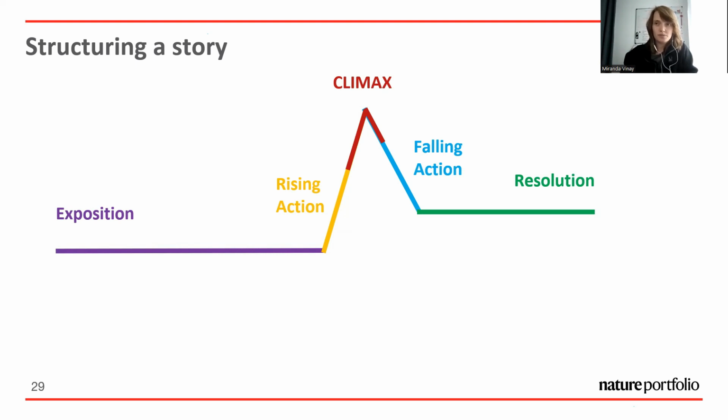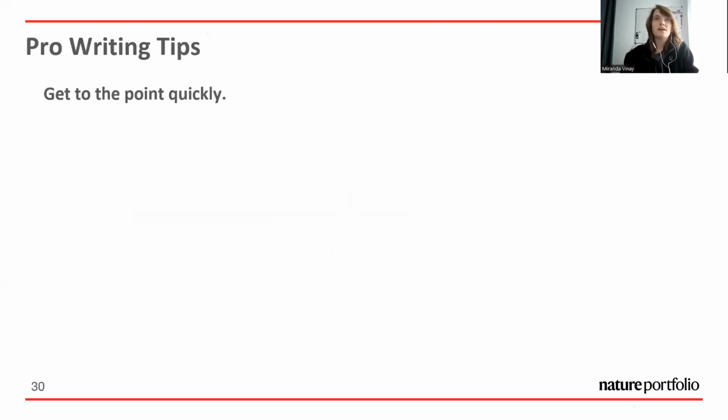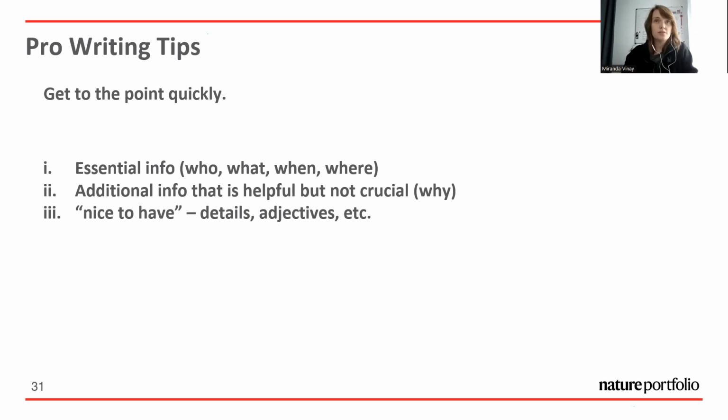So now that we've gone through the 5 steps, I just wanted to go quickly over a couple of what I like to call pro-writing tips. And the first of these is get to the point quickly. This is the most important rule. This is your essential info: who, what, where, and when, as opposed to additional information that is helpful but not crucial, and nice to have. And this overrides every other rule that we will talk about later.